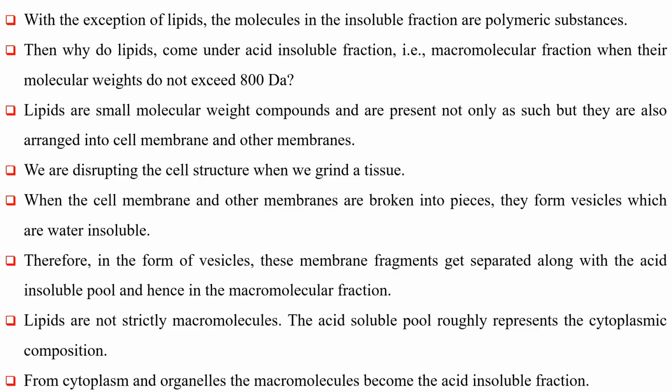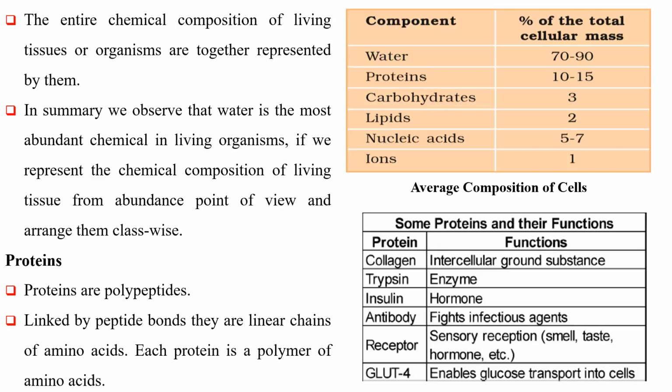The acid-soluble pool roughly represents the cytoplasmic composition. From cytoplasm, the organelles and the macromolecules become the acid-insoluble fraction. The entire chemical composition of living tissues or organisms is together represented by them. In summary, we observe that water is the most abundant chemical in living organisms if we represent the chemical composition of living tissue from an abundance point of view and arrange them class-wise.